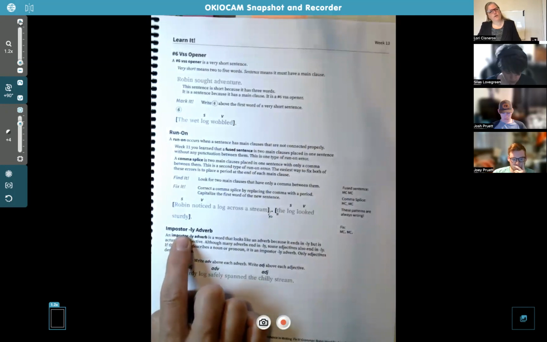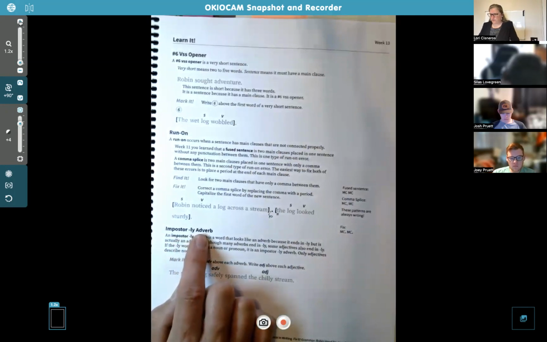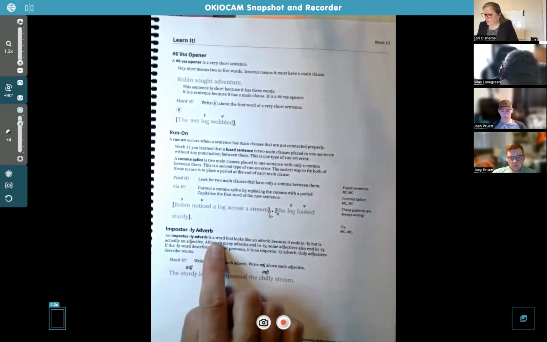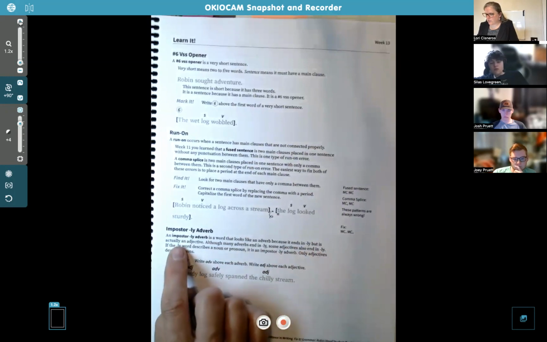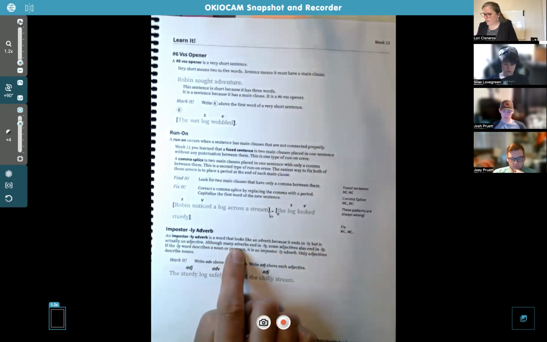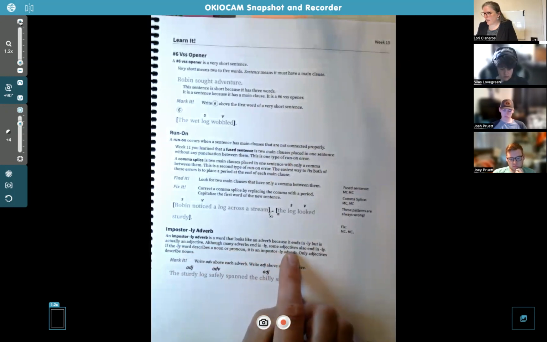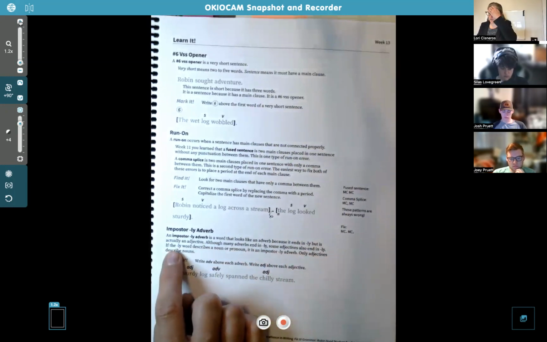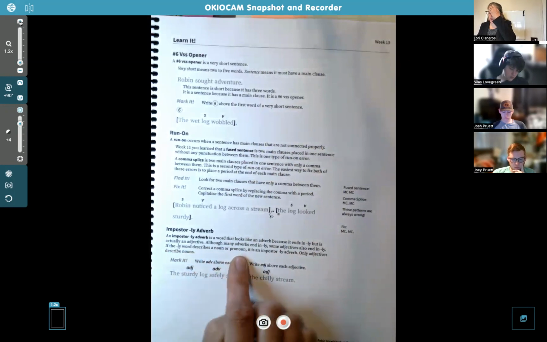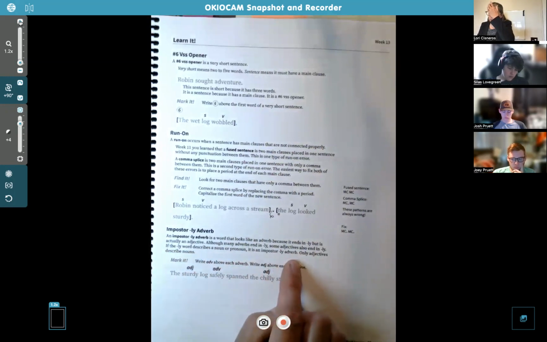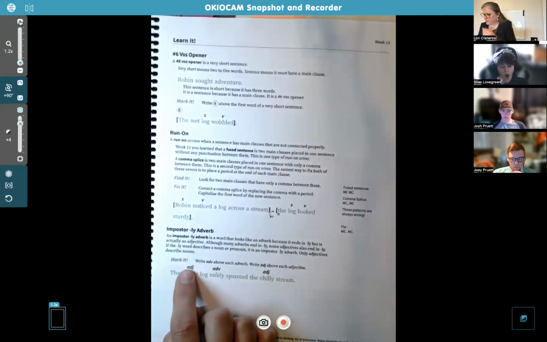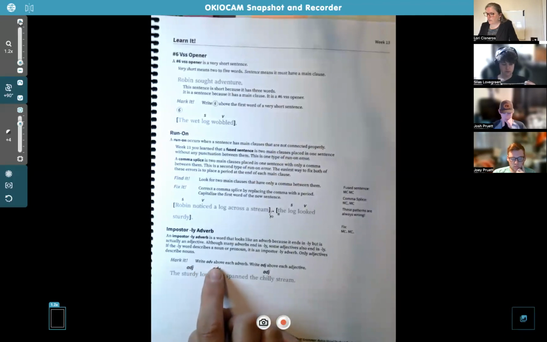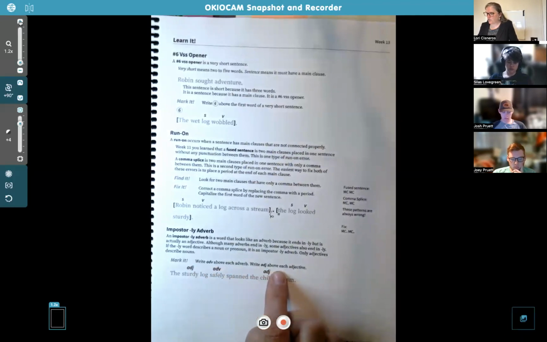There are also imposter ly adverbs. An imposter ly adverb is a word that looks like an adverb because it ends in ly, but is actually an adjective. Although many adverbs end in ly, some adjectives also end in ly. If the ly word describes a noun or a pronoun, it is an imposter ly adverb. Only adjectives describe nouns. So here it says, write adv above each adverb and adj above each adjective.